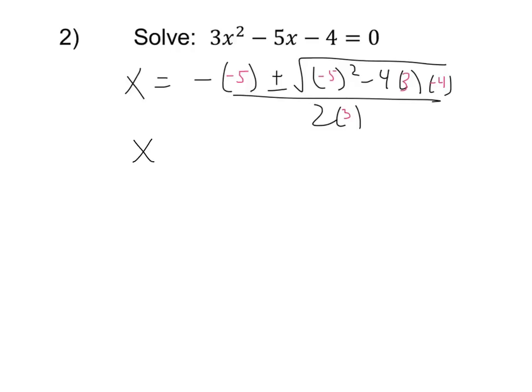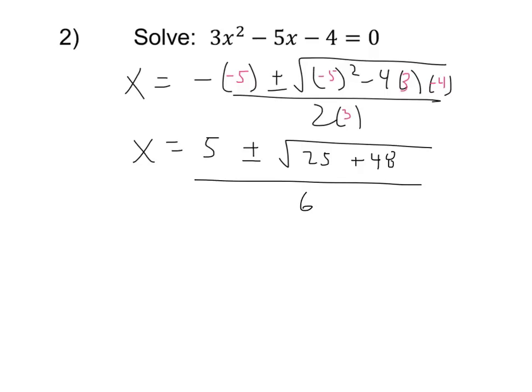All right, let's simplify this. So here, the opposite of -5, that's +5. Plus or minus the square root of all this, this is 25. And then right here, -4 times 3 is -12. -12 times -4 is +48. Sorry about that.